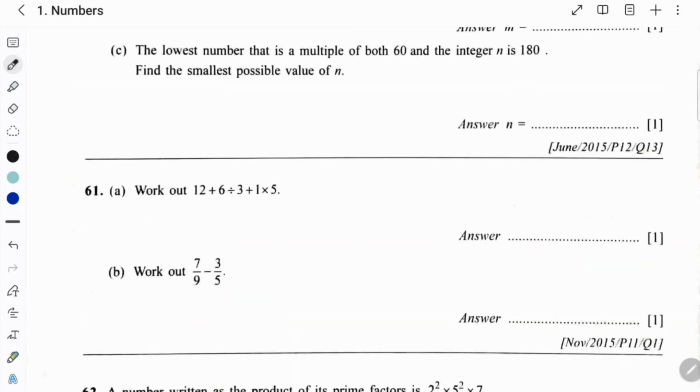Alright, now like for example 61 question number 61A. Work out 12 plus 6 divided by 3. It's the same type of question. 12 plus 6 divided by 3 is 2. And then plus 5 ones are 5. Okay. I did division, or if you want, you can write down 1 by 5 and you can do it in the next step. We can do like that also. So 12 plus 2 is 14, and 14 and 5 will become 19. That is the answer for this part.